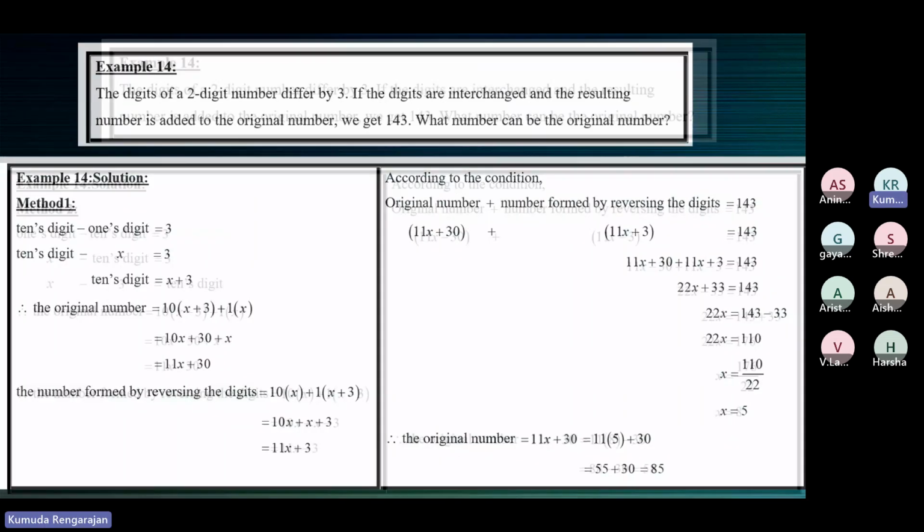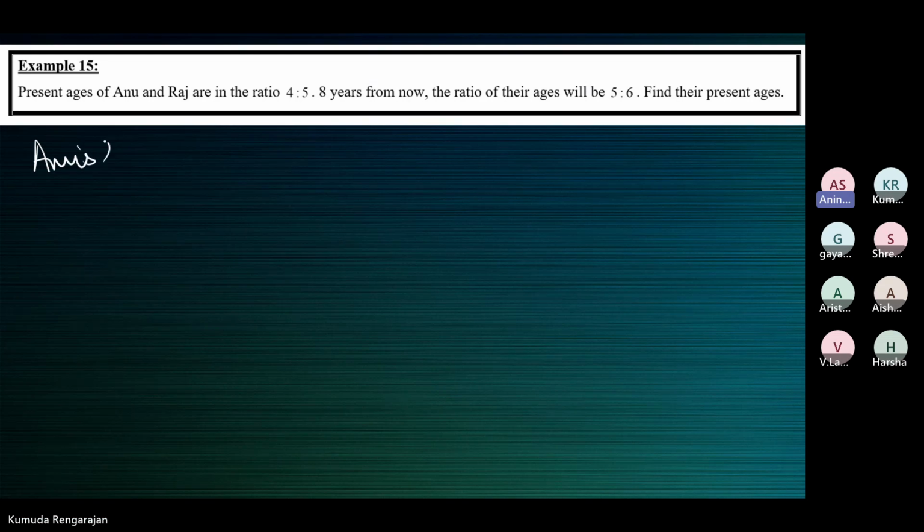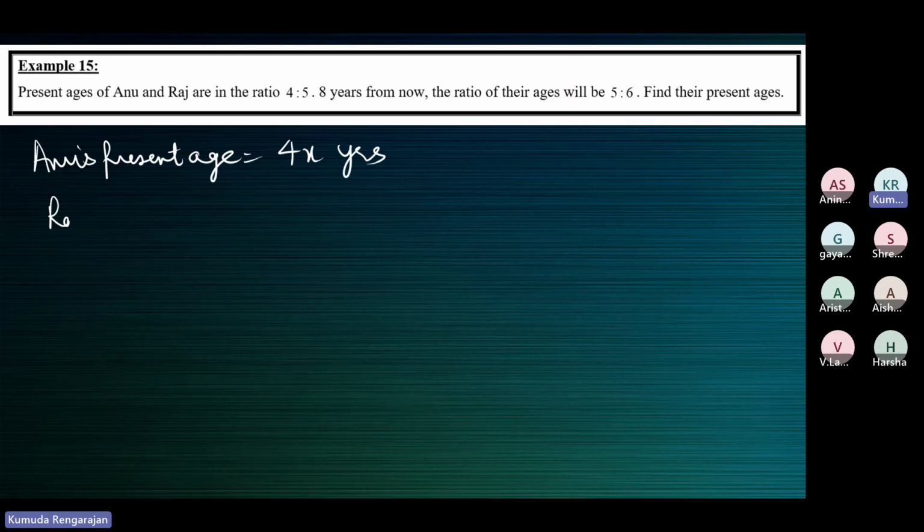We'll do this in the next class. We'll take a simpler one. Present ages of Anu and Raj are in the ratio 4:5. So what is the present age of Anu? Anu's present age is equal to 4x years. And what about Raj's present age? 5x.